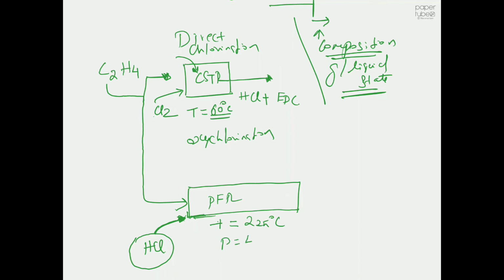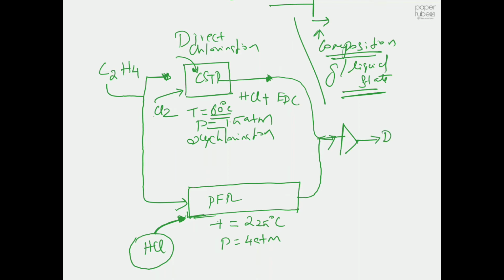Pressure we are going to maintain at 4 atmospheres. The pressure in the CSTR will be, let's say, 1.5 atmospheres. Yeah, so these are the things that you should remember. And obviously, let's say we take the product from both of these, and then we mix them using a mixer.